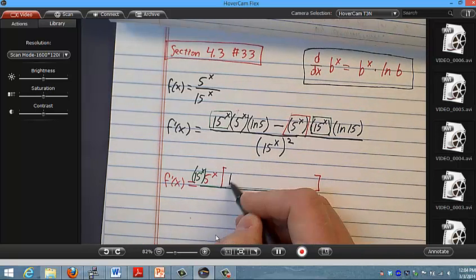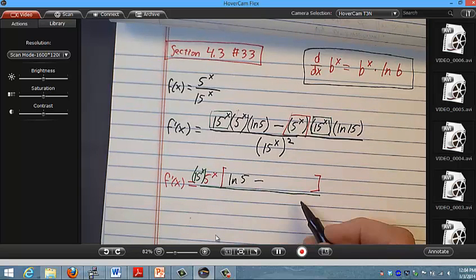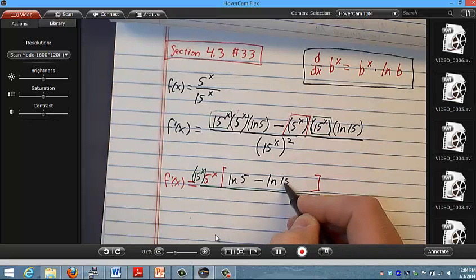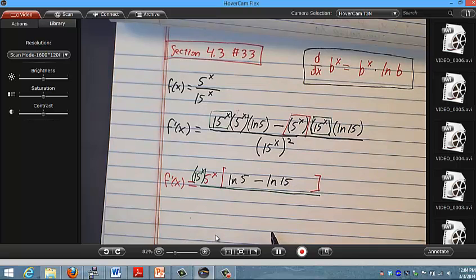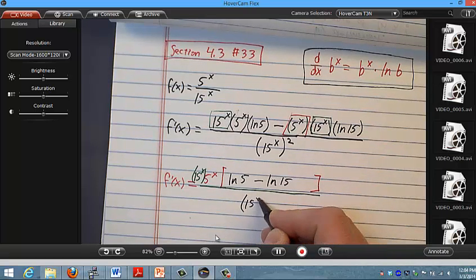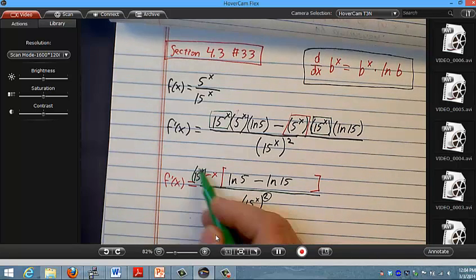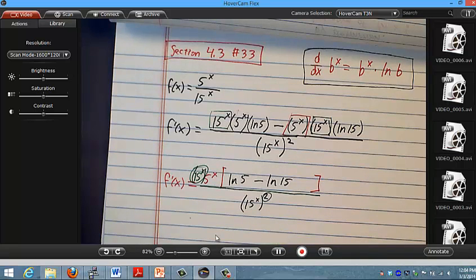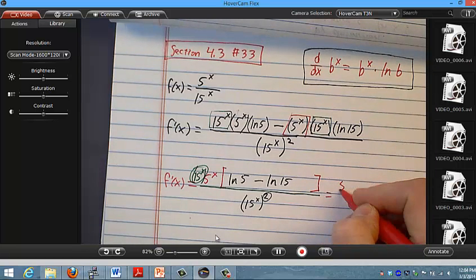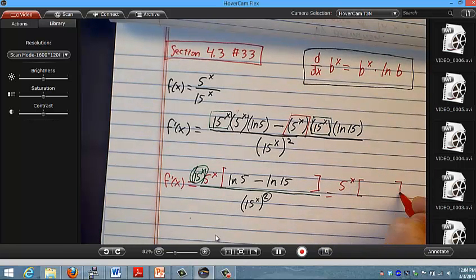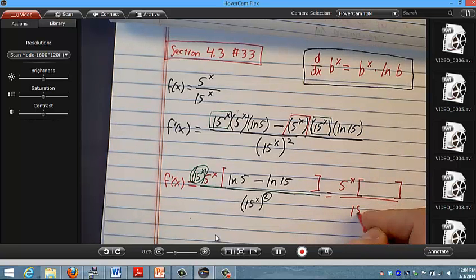Well, I have the natural log of 5 here minus what? Natural log of 15. You guys see that? So I have the natural log of 5 minus the natural log of 15. And down here, remember I had 15 to the x squared. So the next thing I notice is that I can cancel the 15 to the x in the top with the 15 to the x in the bottom. So now I have 5 to the x times the stuff in parentheses over 15 to the x.